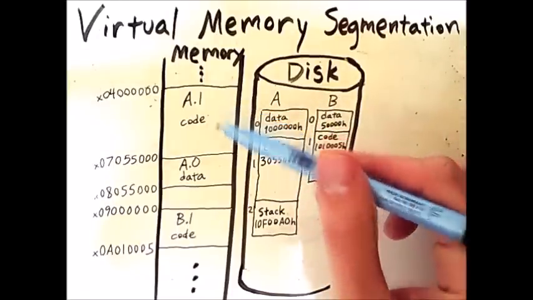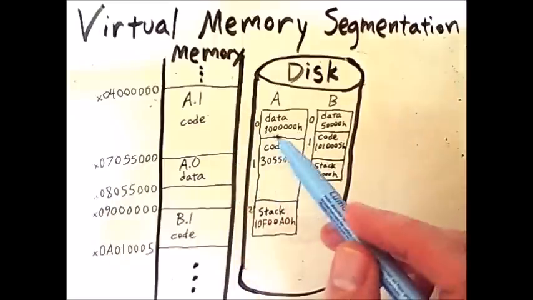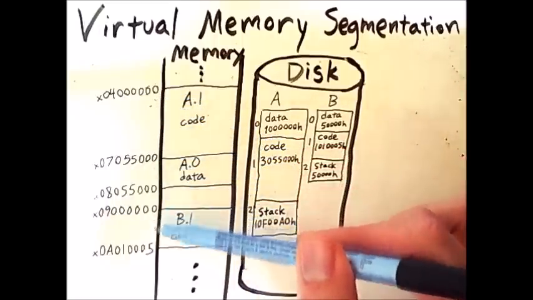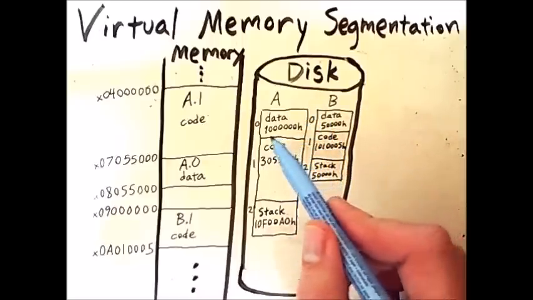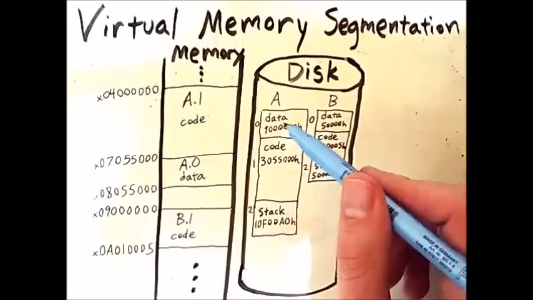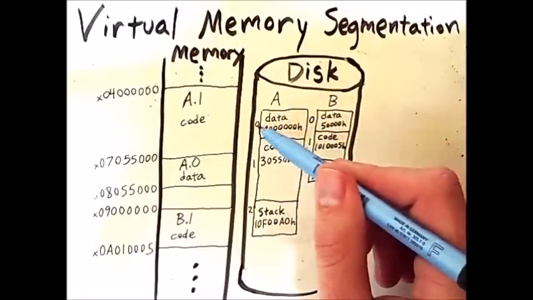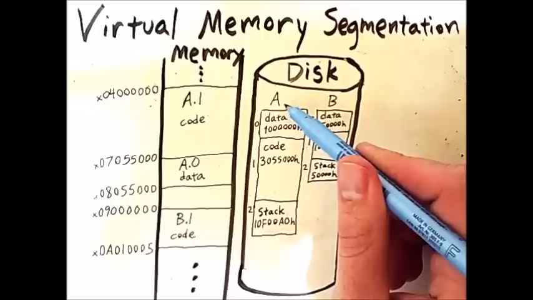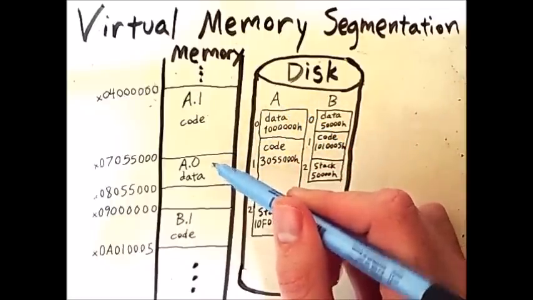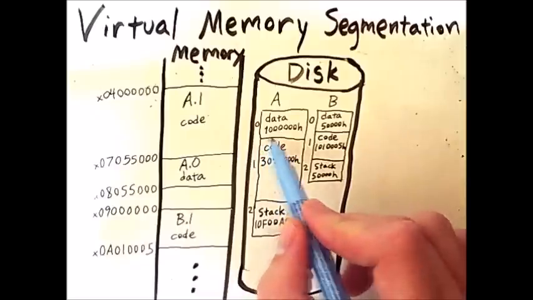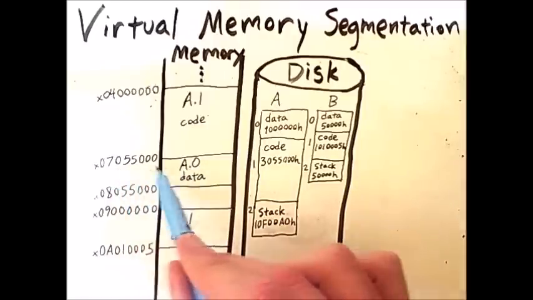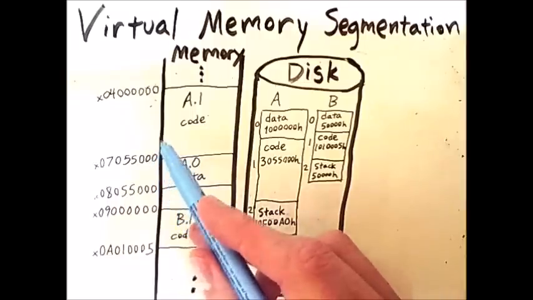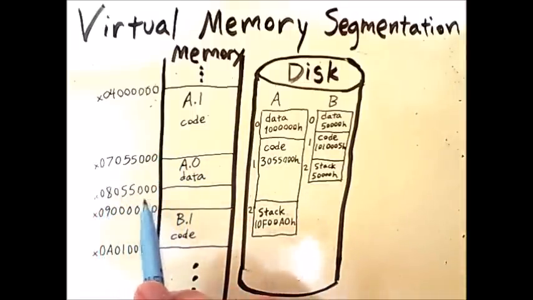Here we see some segments of these two processes stored in memory. I've shown memory addresses on the side of memory here, and the numbers that are written inside of the segments on the disk are the lengths of each segment. So notice that segment 0 of process A is at this spot in memory, and that if I add the length of segment 0, this hex number, to the base value where that segment starts, the result would be this memory address, which is the lower border where that segment ends.